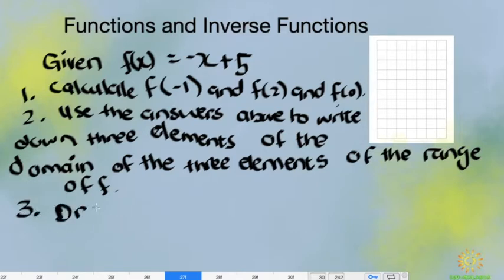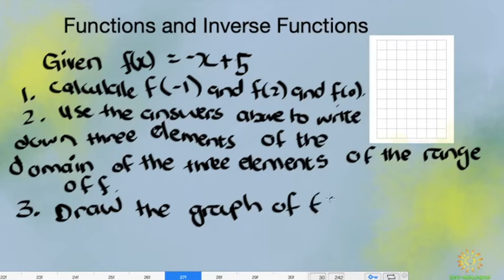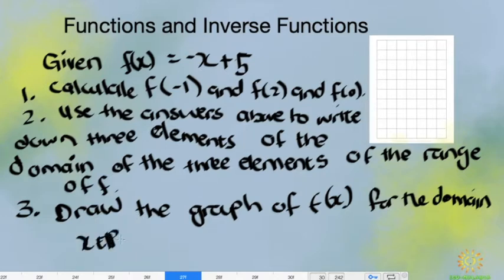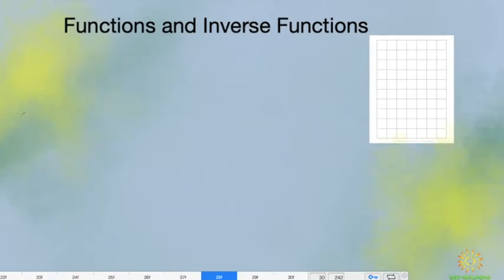Then, after we've written down our 3 elements, we're asked to draw the graph of f(x) for the domain, which is again x values, x real numbers. That's just real numbers, guys, nothing complicated. It just means that we're drawing it for numbers that are negative and positive, and 0. Then use the graph to explain why f(x) is a function.